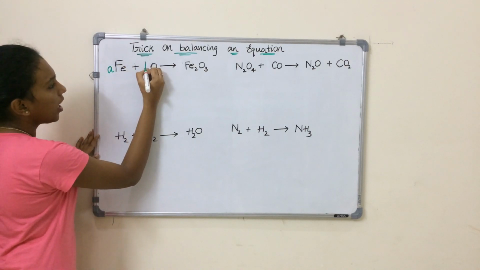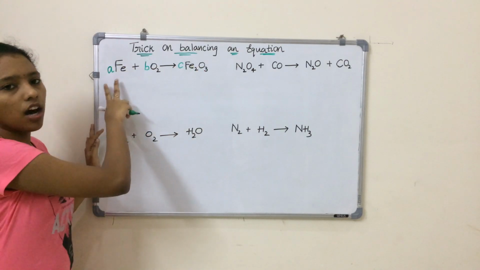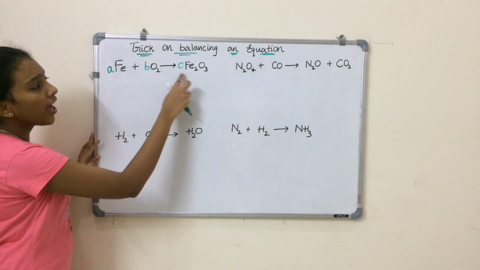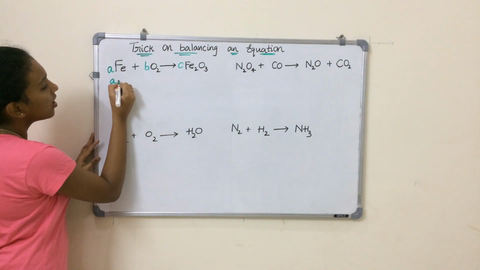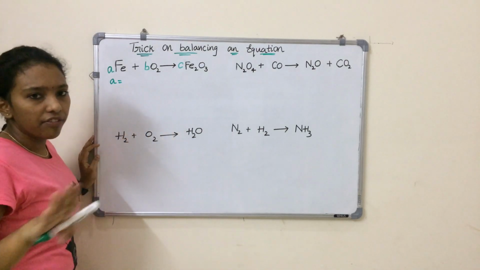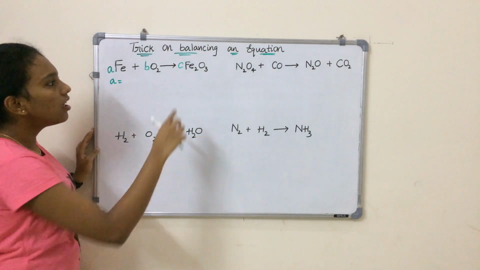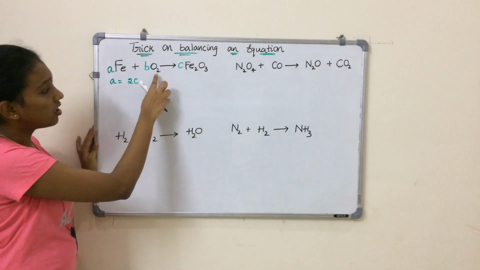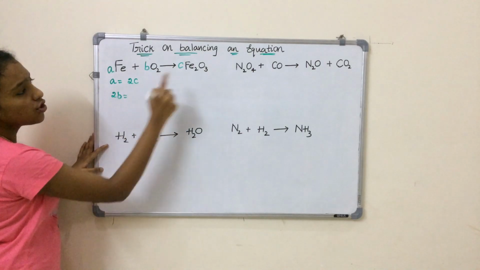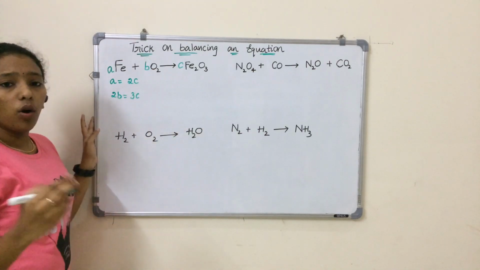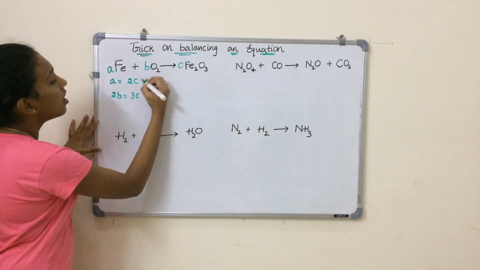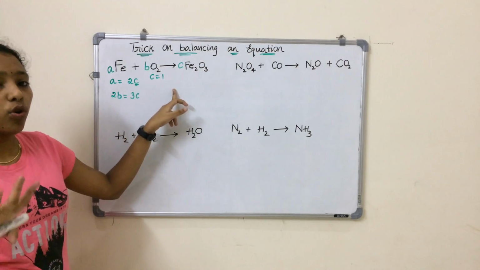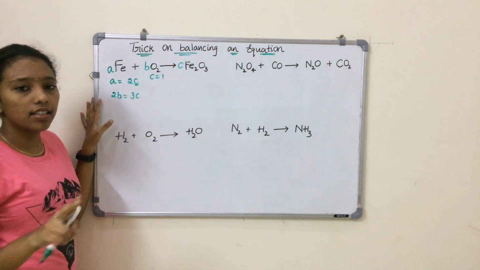So, let me keep A, B, C as the coefficients. Now comparing these coefficients on both sides. Fe, I am comparing Fe now. A equal to, here there is no Fe, so no need to write B. Here 2C. Now I am comparing oxygen. 2B gives you 3C. Now let me assume C equal to 1. Assuming C equal to 1, there is no problem as A, B, C are in a ratio.